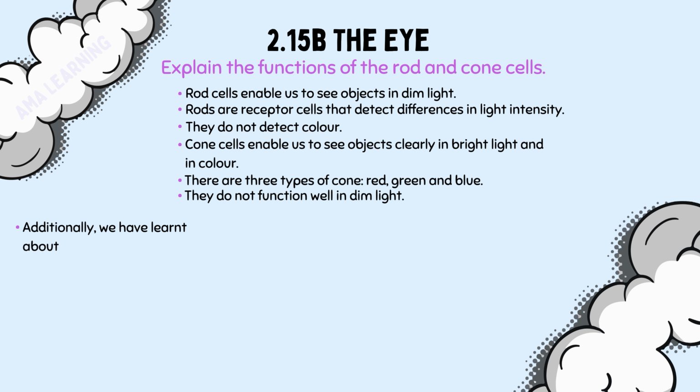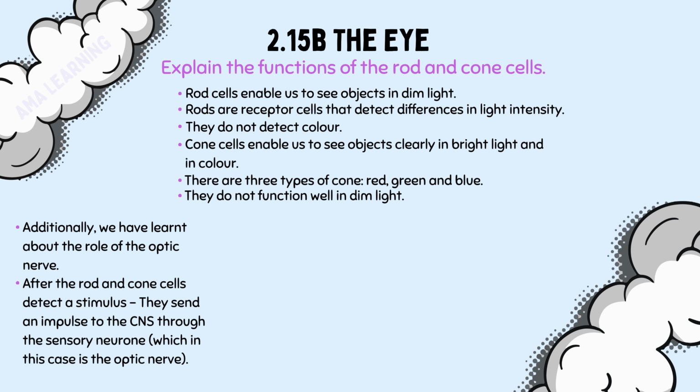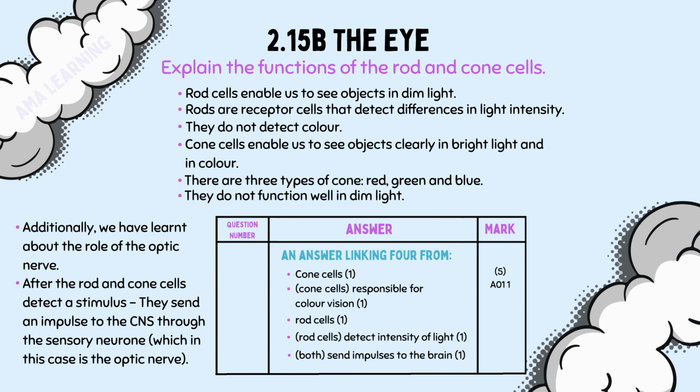Additionally, we have learnt about the role of the optic nerve. After the rod and cone cells detect a stimulus, they send an impulse to the CNS through the sensory neuron, which in this case is the optic nerve. Now, let's compare our learning to the mark scheme. We have learnt enough to have got the mark for every bullet point. This means we got full marks.